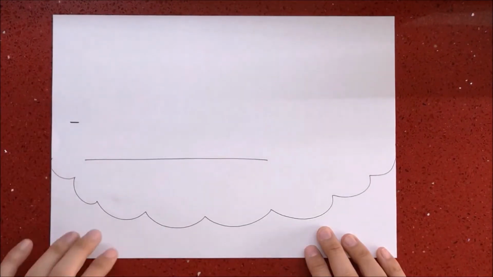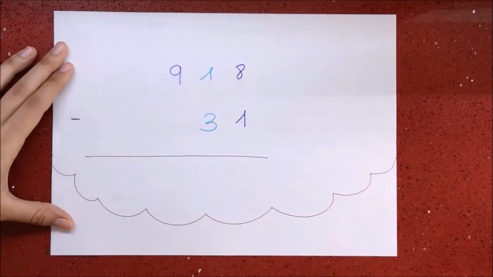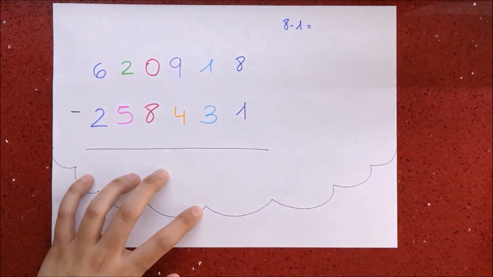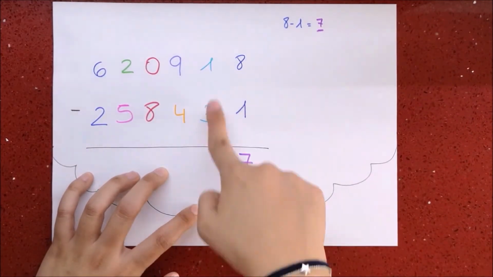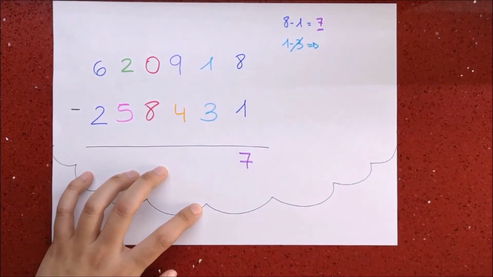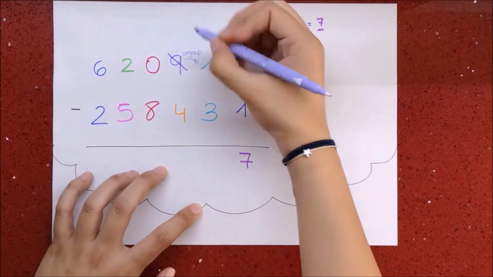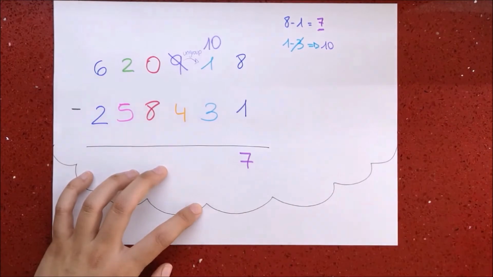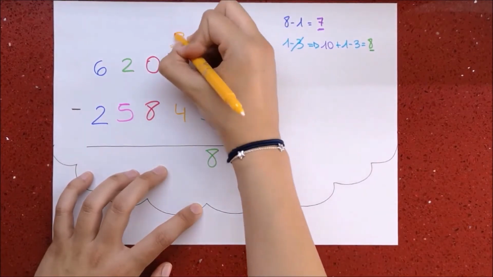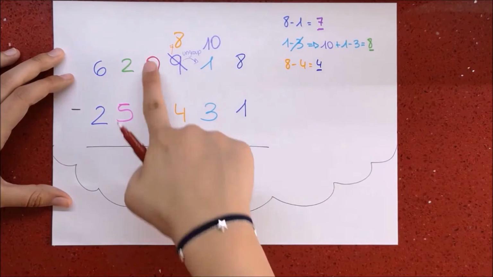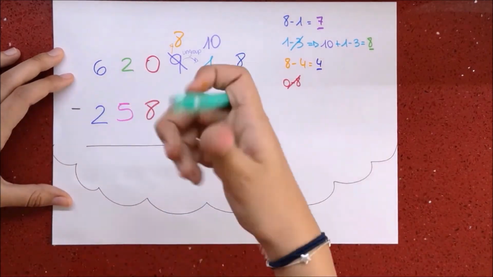Now let's do the subtraction. On the one hand, we have 8 minus 1 that gives us 7. In this column, we have 1 minus 3, but 1 is smaller than 3, therefore we ungroup a group of 10 from the following subtraction, and we have 10 plus 1 minus 3 that gives us 8. This time we have 8 minus 4 because of the previous ungrouping, and it gives us the result 4. Now we have 0 minus 8.